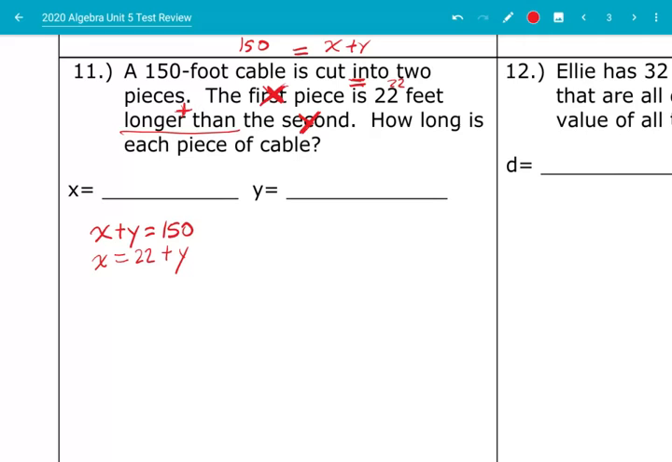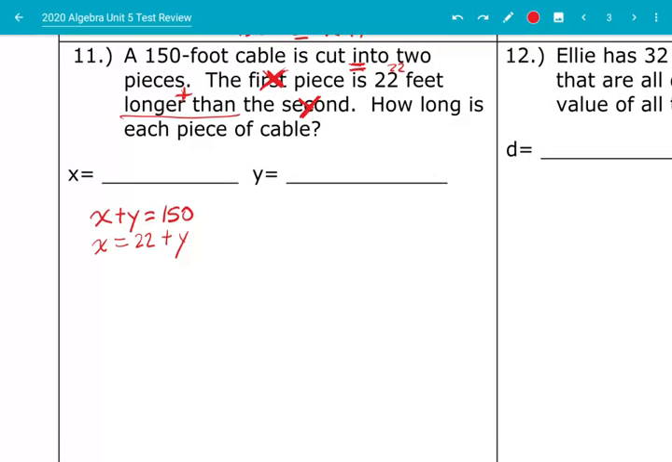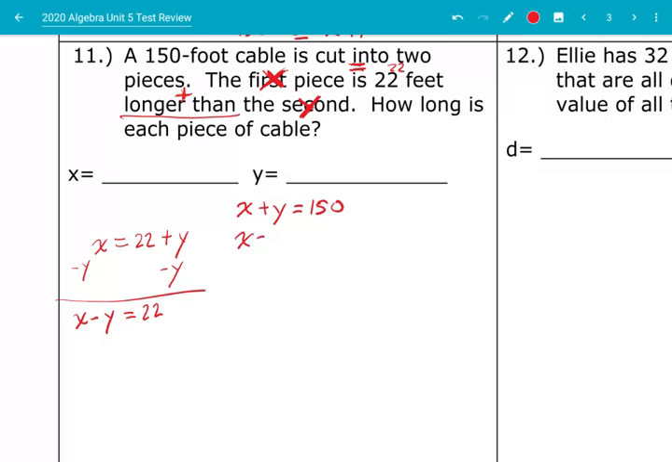Well, let's find out. This is set up to be substitution because x is already solved, but you know what? I'm going to do one with elimination. So I'm going to subtract y from both sides and rewrite this all like this. I'm going to just put this down here. X minus y equals 22. So I'm going to rewrite it all right here. X plus y equals 150. That's the first one. And then x minus y equals 22. Okay, so there we have our two equations.